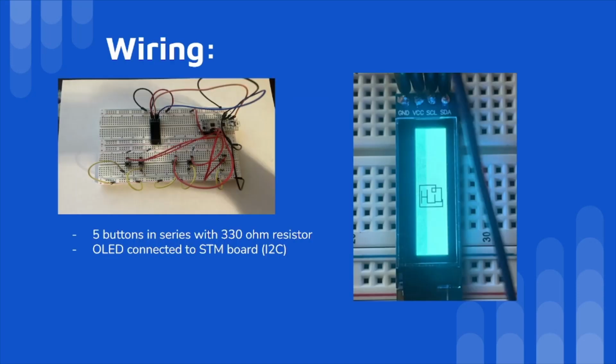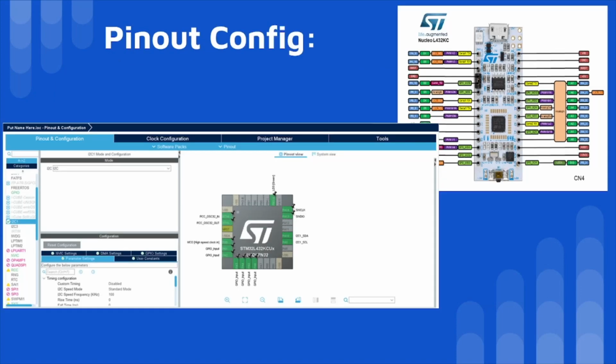So for the wiring, we had the buttons hooked up in series with the power and the ground, with a 330 ohm resistor going to ground. For the OLED, we used I2C integration going to the pins on the STM board. For the pinout configuration itself, if you look at the picture, we have 5 GPIO inputs using PA1 through PA5, and for the OLED we'll be using I2C for pinouts 9 and 10.